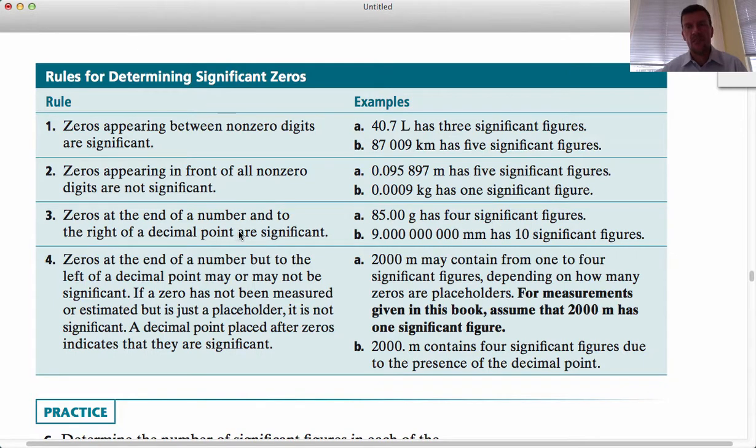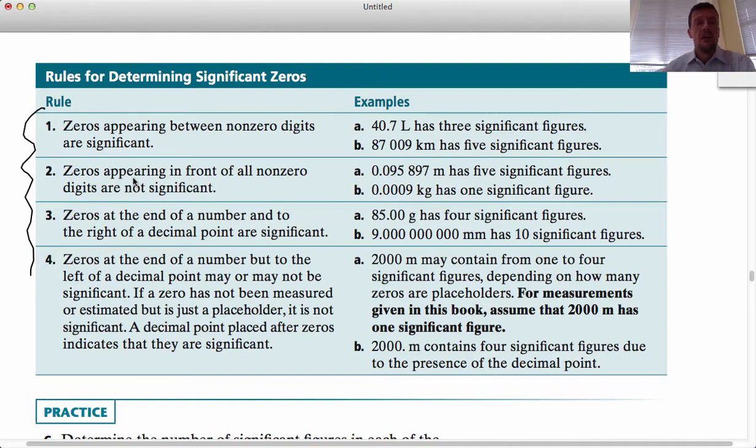Now this looks complicated, but really the only thing you have to worry about as far as determining whether it's significant or not would be the zero. That's the only thing that is a little bit tricky. Any other digit, 1, 2, 3, 4, 5, 6, 7, 8, 9, those digits are always significant. So these rules all tell you when a zero is significant or when it is not significant.